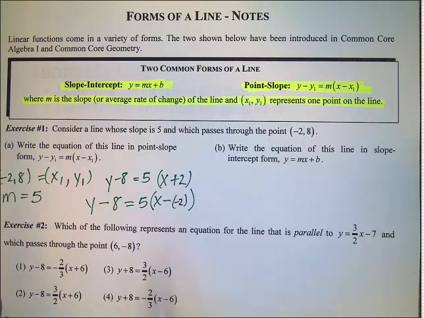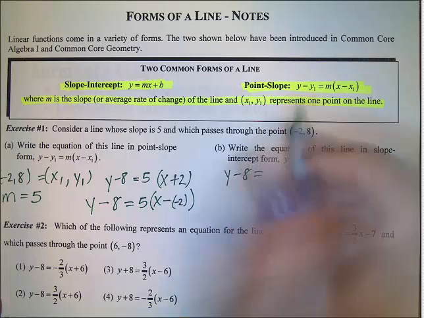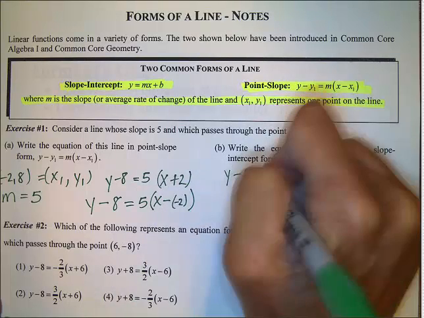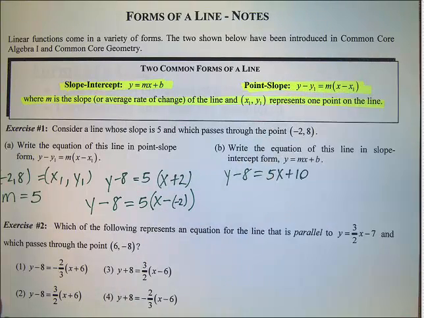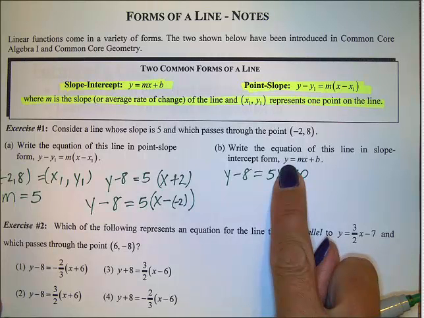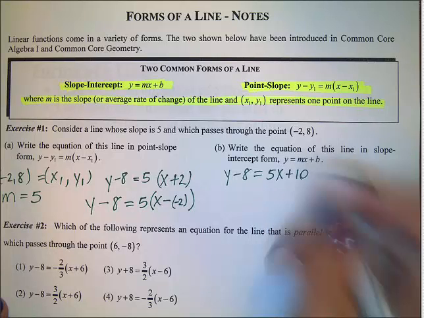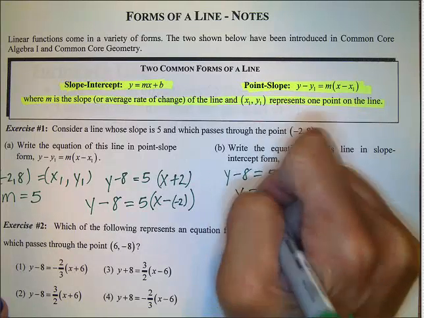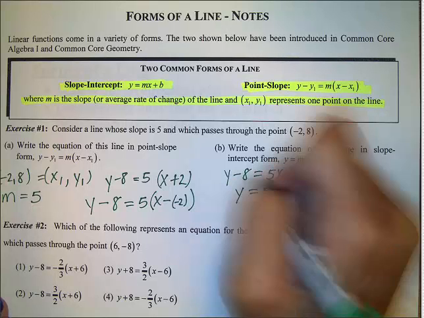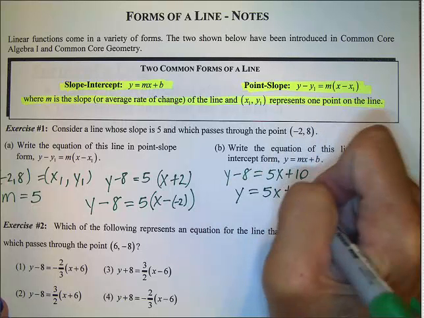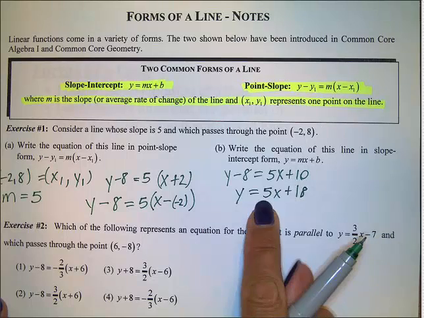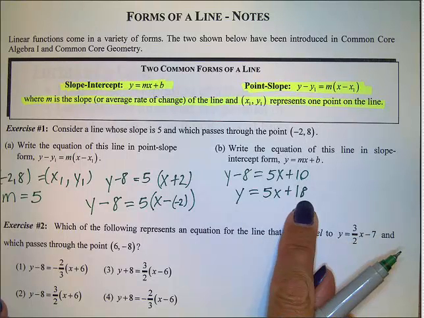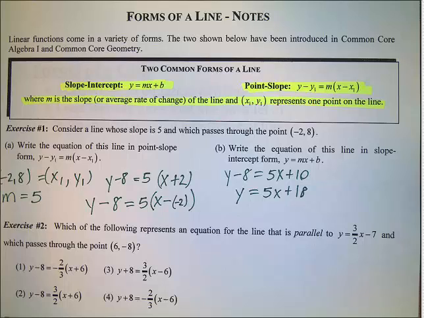y minus 8 equals, and I'm just going to distribute this, so 5x plus 10. And then I'm going to get y alone, because in slope-intercept form, y is alone. So I have to add 8 to both sides, so y equals 5x, and if I add 8, I get plus 18. So notice my slope is 5, my y-intercept is 18.